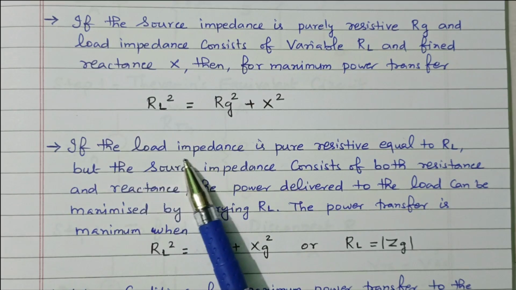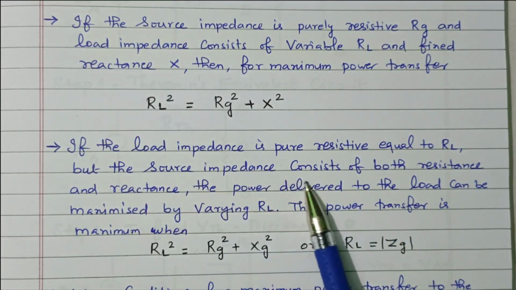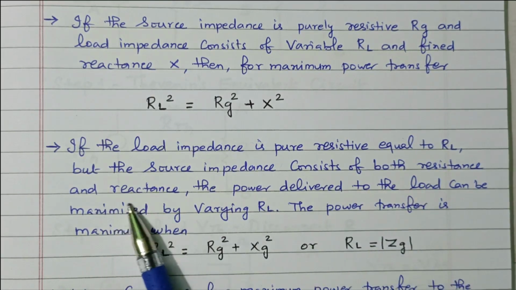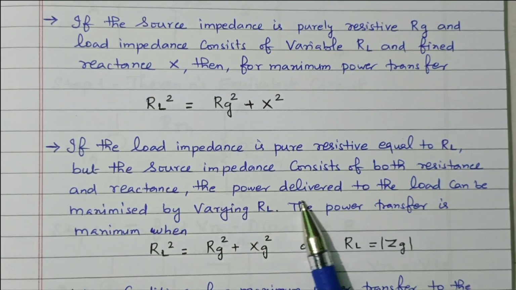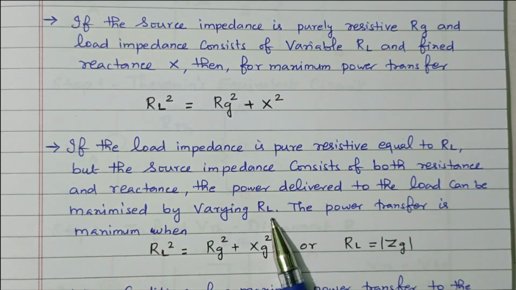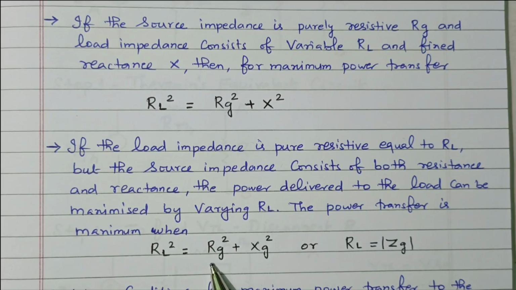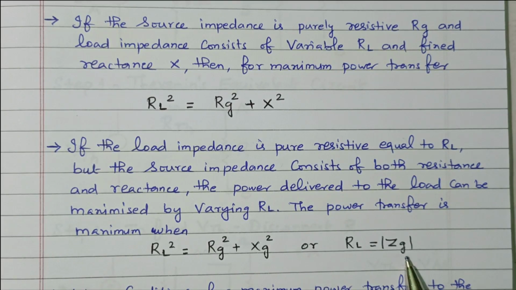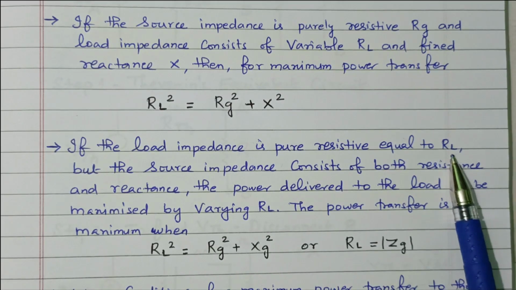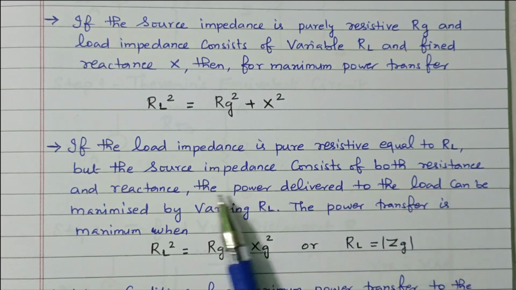If the load impedance is purely resistive equal to RL, but the source impedance consists of both resistance and reactance, then the power delivered to the load can be maximum by varying RL. The power transfer is maximum when RL square equal to RG square plus XG square. Otherwise, RL equal to magnitude of ZG, right? So the load contains only RL, but the source contains resistance and reactance.